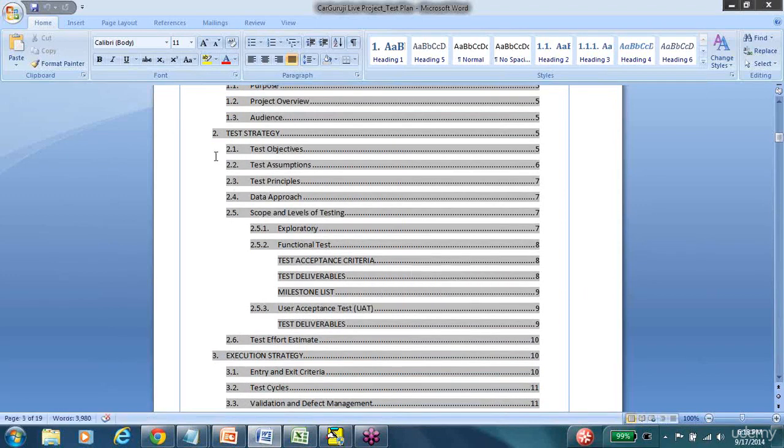But if you can see here, test strategy is a part of the test plan document. Test strategy is both an activity plus an output, right? Like test planning is also an activity plus an output. There's a test plan document, there's a test plan activity. Similarly, there's a test strategy document and a test strategy activity. Whichever way you look at it, test strategy is a constituent part of the test plan activity.